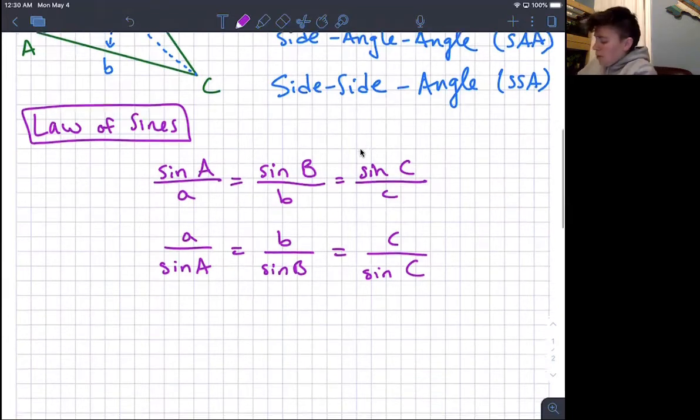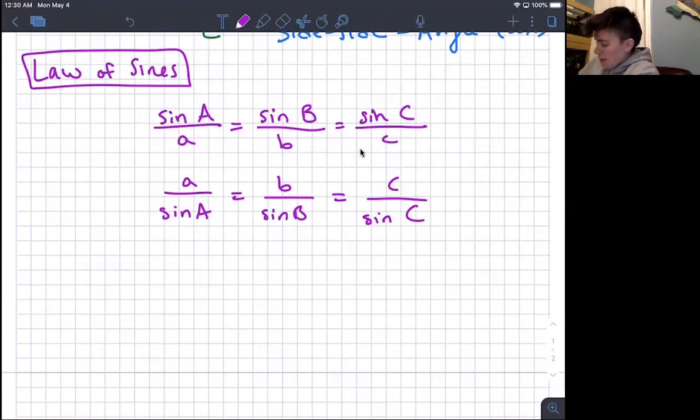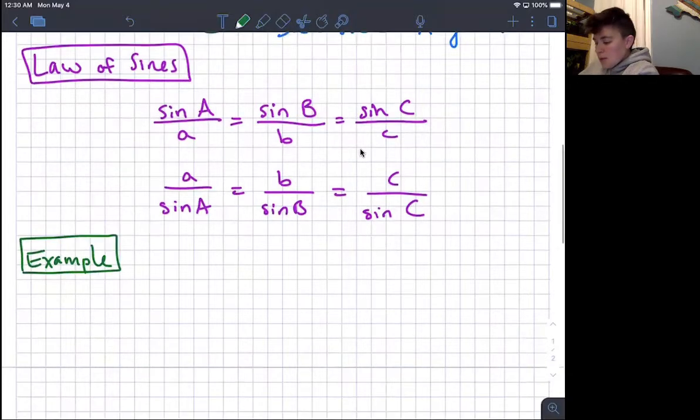So let's just dive right into an example. I have a couple of fun examples here. So let's do this.